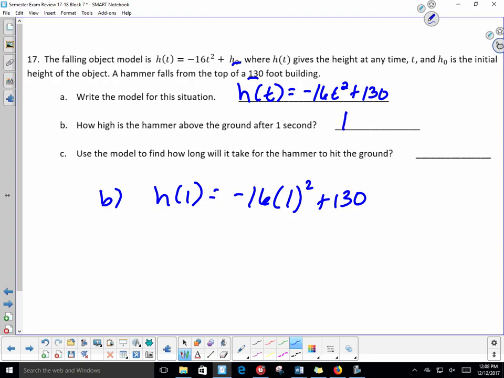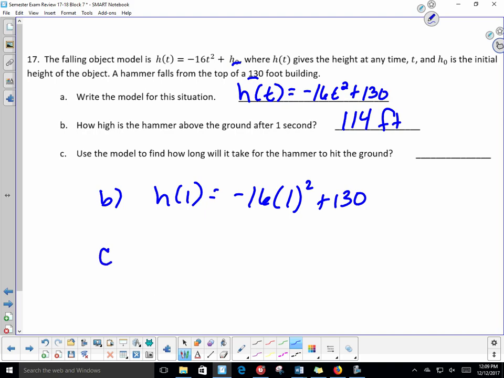And what are your units on that? Seconds. Feet. It's my height, so that's going to be feet. So after 1 second, my hammer is 114 feet off the ground. The second part says use a model to find out how long it'll take for the hammer to hit the ground. Now what do you do?